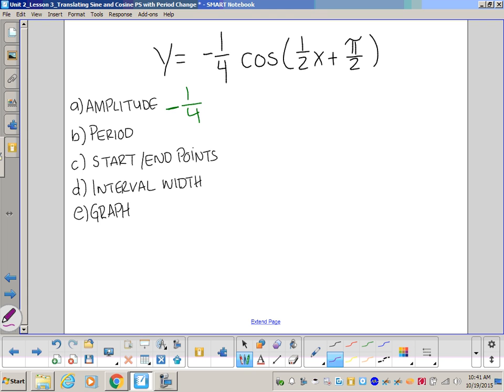The period is 2 pi over b. B is the number in front of x, so it's 2 pi divided by 1/2, which is 4 pi. Yeah, so you would flip the 1/2 and multiply 2 pi times 2 and get 4.